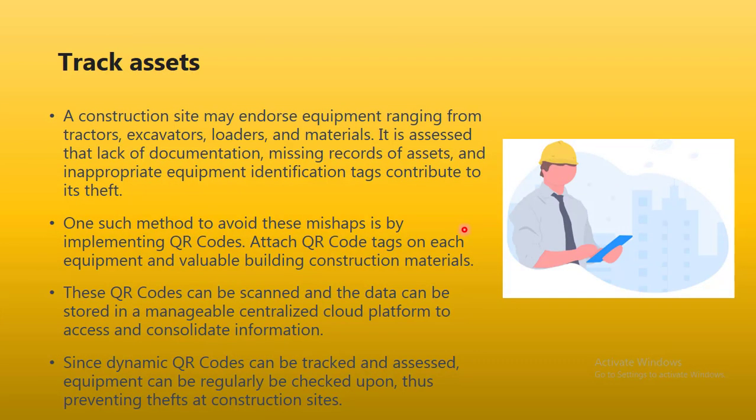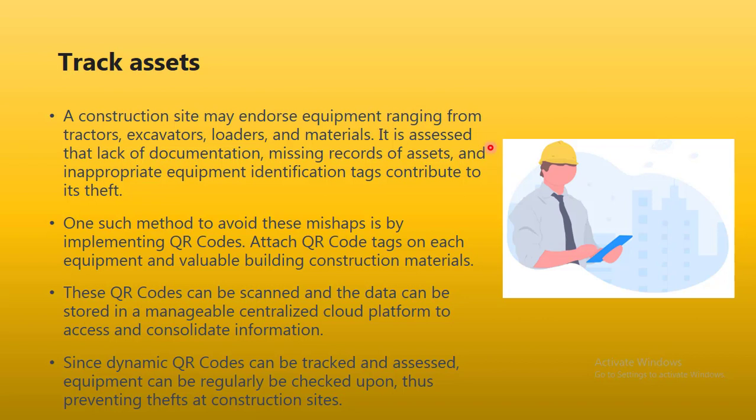Track assets. A construction site may house equipment ranging from tractors, excavators, loaders, and materials. It is assessed that lack of documentation, missing records of assets, and inappropriate equipment identification tags contribute to losses. One such method to avoid this mishap is by implementing QR codes.